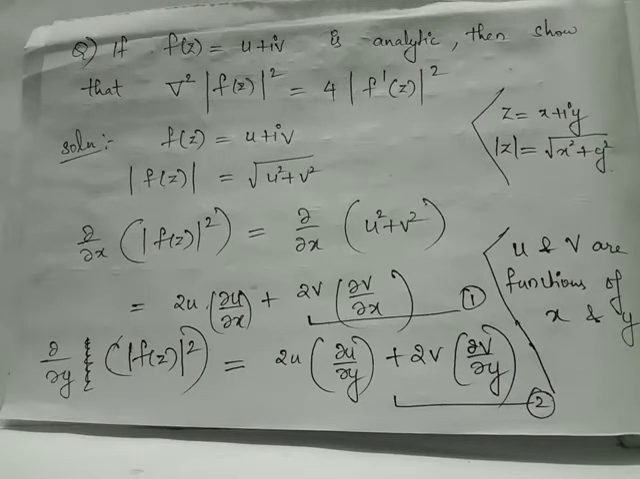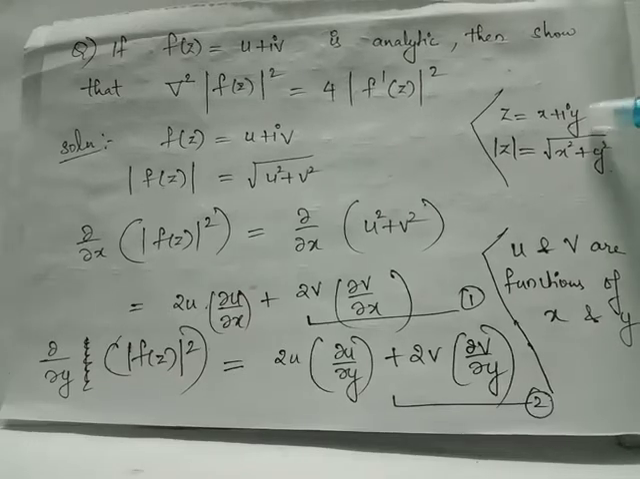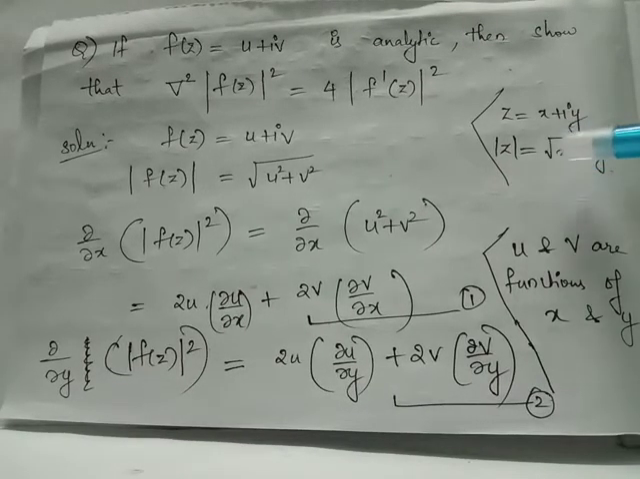So here we have to evaluate dou square by dou x square plus dou square by dou y square upon modulus of f of z the whole square. So we first evaluate what is modulus of f of z. We know that for a complex number, modulus of the complex number is square root of sum of squares of real and imaginary parts. Hence, when f of z equals u plus iv, we have modulus of f of z equals root of u square plus v square.